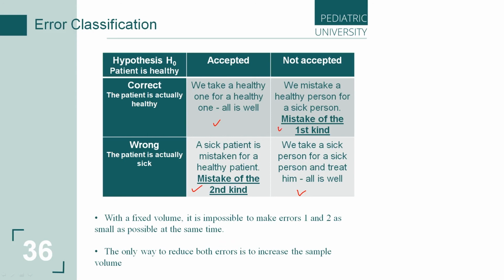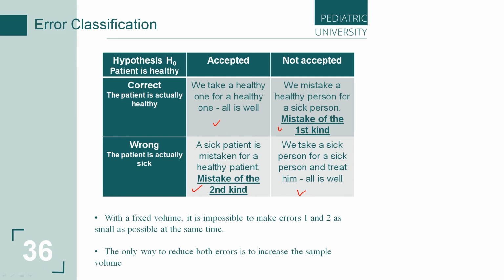We can't simply reduce both of these errors at the same time, except by increasing the sample size. And if our sample size is fixed, then by reducing one error, we will increase the other error. We don't always have an opportunity to increase the sample size. Sometimes the disease we're studying is very rare and we can't get a large sample. This is where we have to make a compromise.